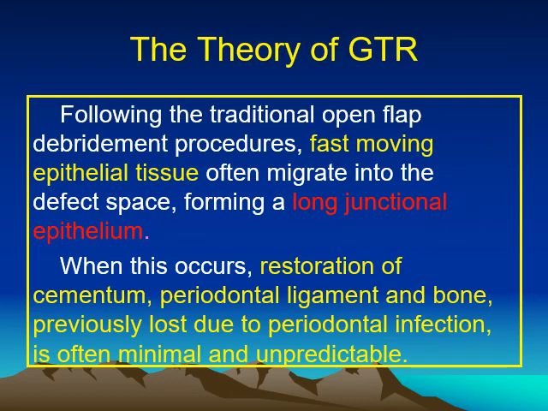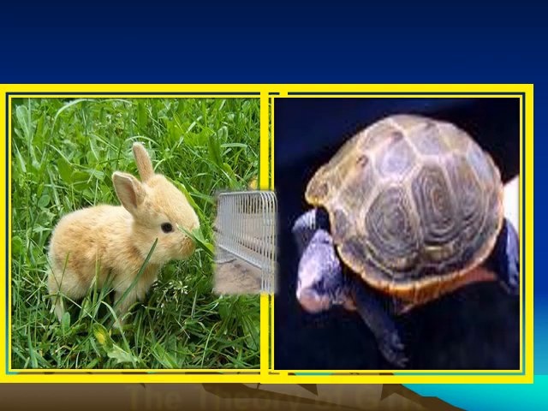Following the traditional open flap debridement procedures, the fast-moving epithelial tissue often migrates into the defect space, forming a long junctional epithelium. When this occurs, restoration of cementum, periodontal ligament, and bone previously lost due to periodontal infection is often minimal and unpredictable.